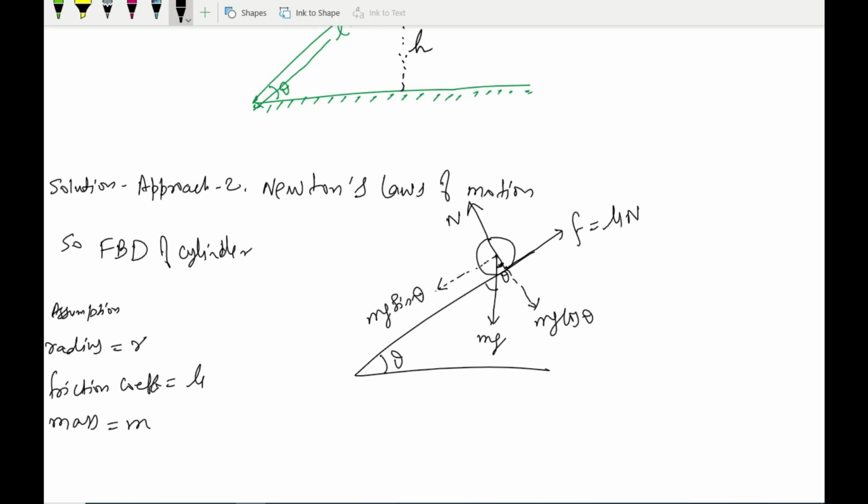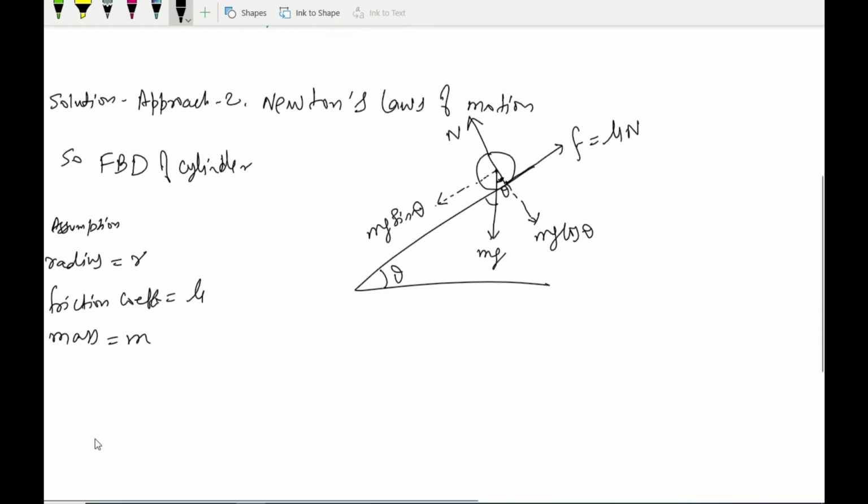Okay. Let's apply Newton's laws of motion. Which Newton's law will you apply here? This will roll down, right? So assume the linear acceleration is a, and the angular acceleration is alpha, which will be nothing but a by r.